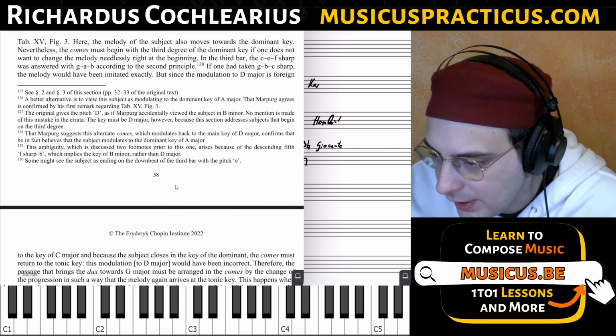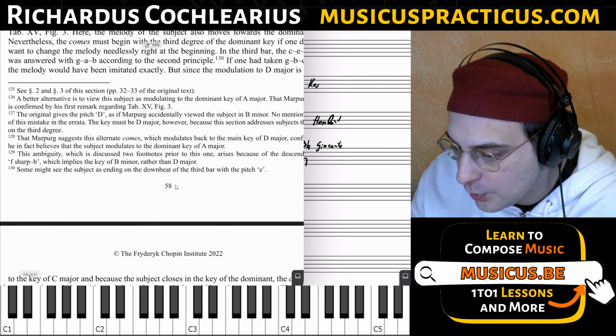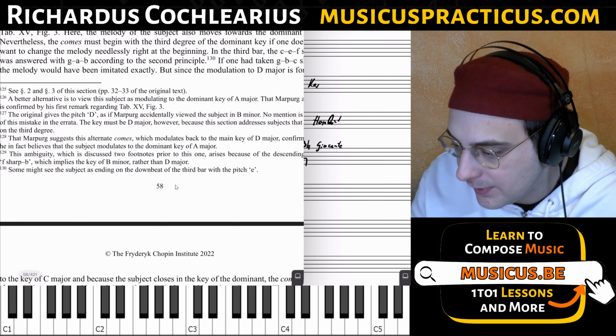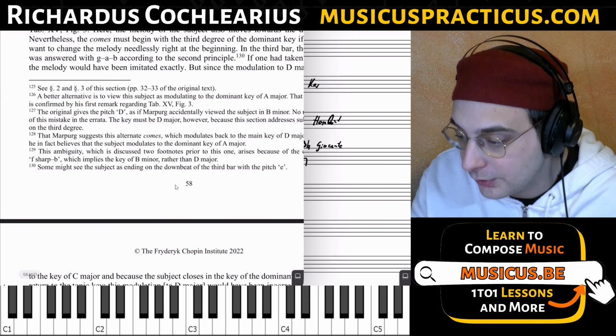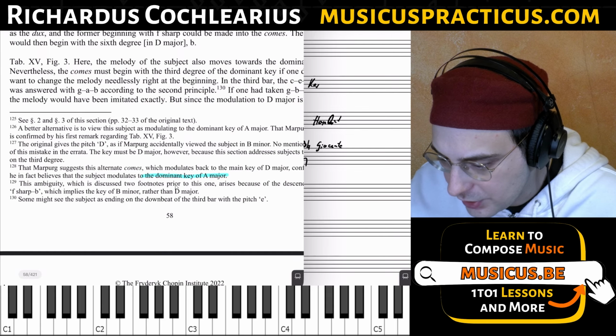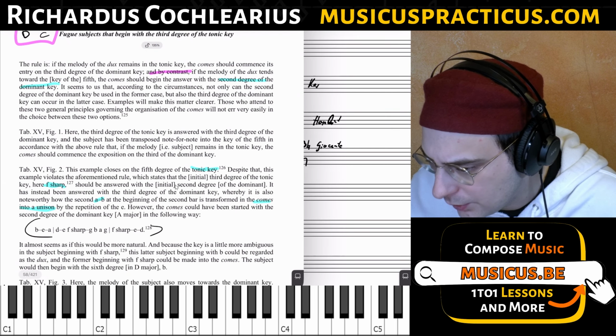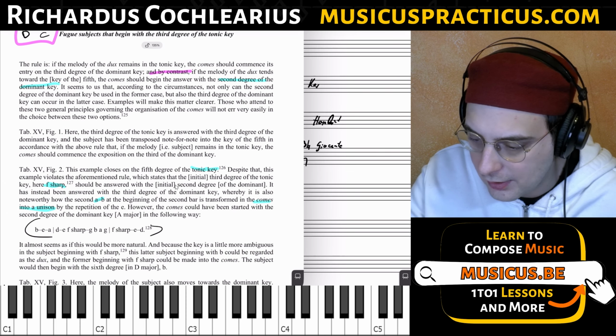Note 1 to 8 that Marpurg suggests these alternate commas which modulates back to the main key D major, confirms that he in fact believes that the subject modulates to the dominant key of A major. Okay. The original, so 1 to 7 was the note 1 to 7. The third degree of the tonic here, F sharp.